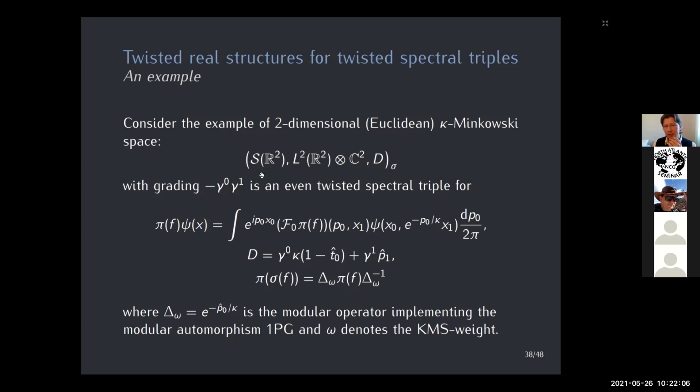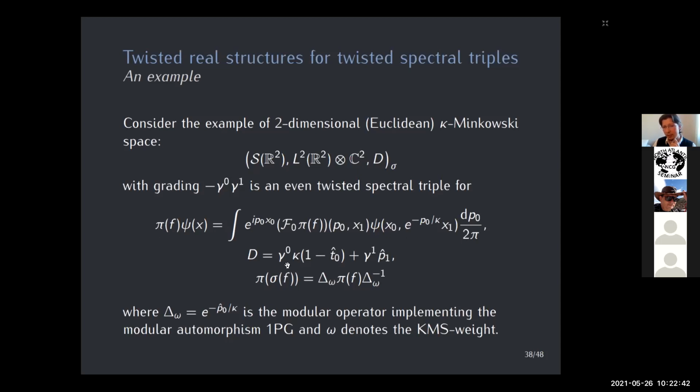Note that we're taking Schwartz functions here because technically Kappa-Minkowski space, or at least this implementation, is not compact. But for the purposes of defining a spectral triple or twisted spectral triple, the number of things that you have to change is not large. So for practical purposes, just assume that everything I said before still holds. Okay, so the representation is given by this mess.